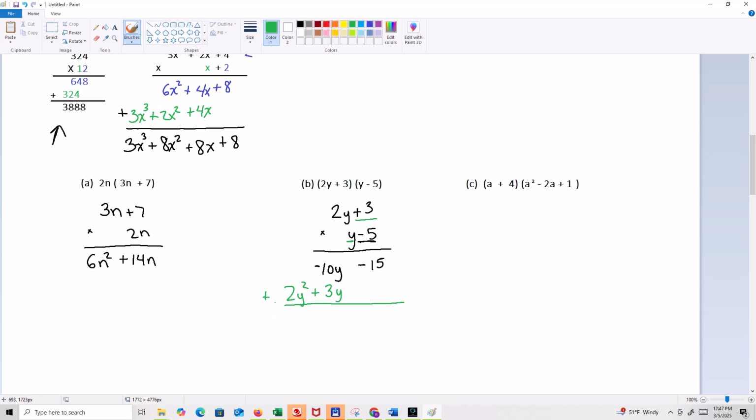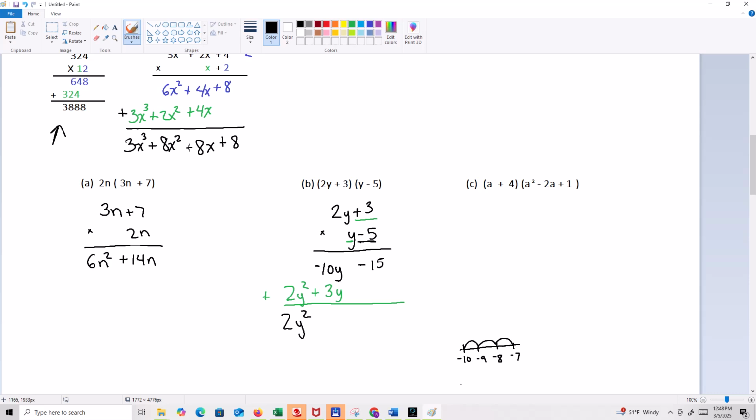And then you combine like terms. We have 2y squared. We have negative 10y plus 3y. If I'm at negative 10 on the number line, negative 10, and I jump 3 places, 1, 2, 3, this would be negative 9, negative 8, negative 7.